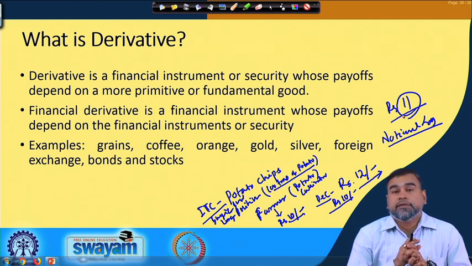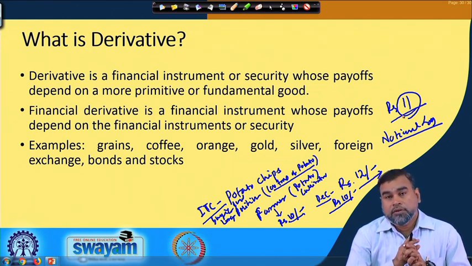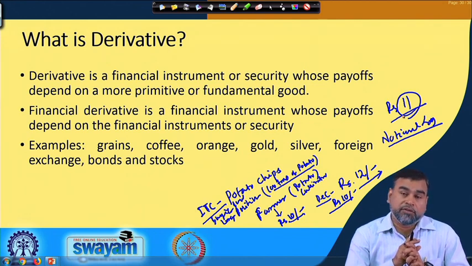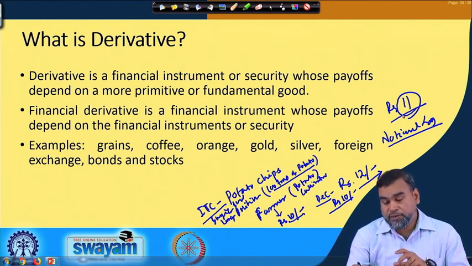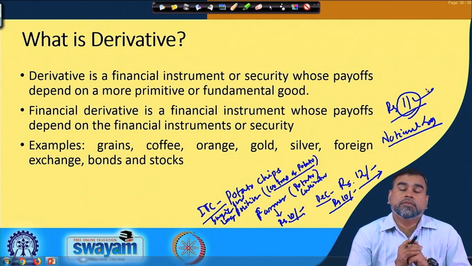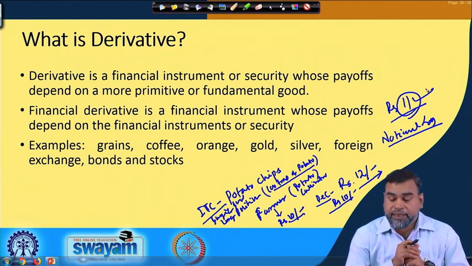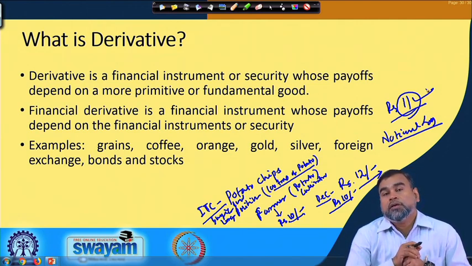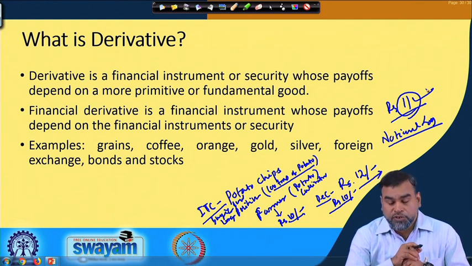Anyway, it is a loss for the farmer or the potato seller, and it is a gain for the ITC, because if ITC would have bought this potato from the market on that day, then it would have paid 11 rupees. So, now it is a notional gain for the ITC and a notional loss for the farmer.